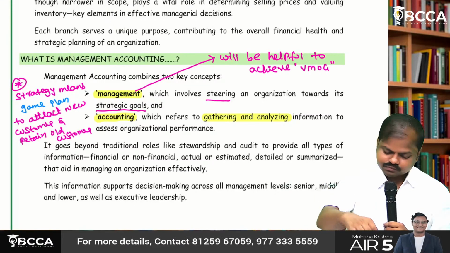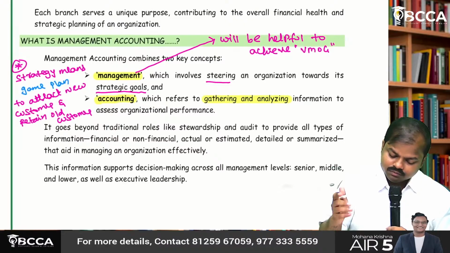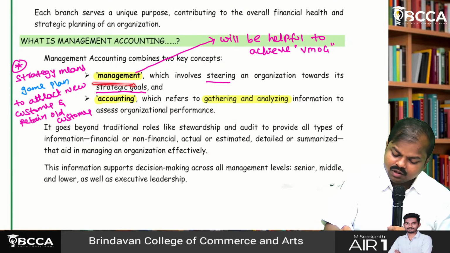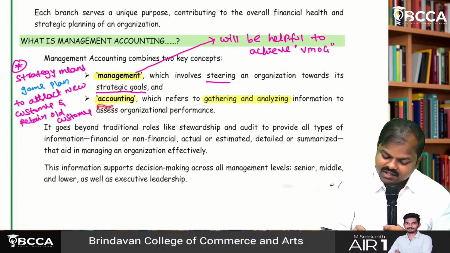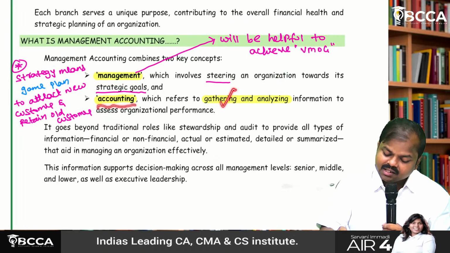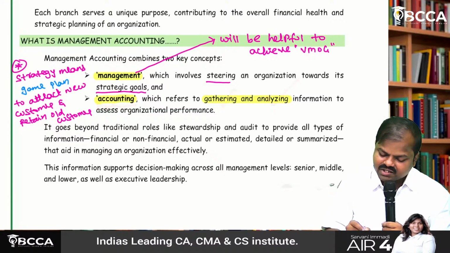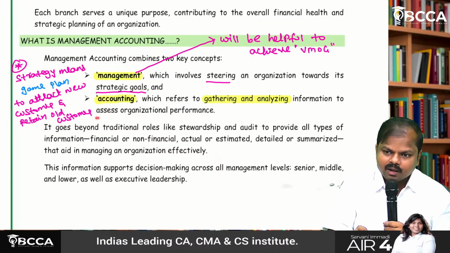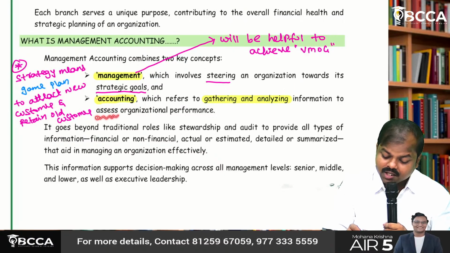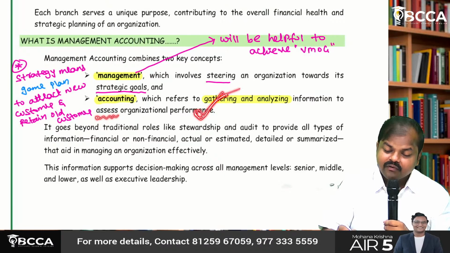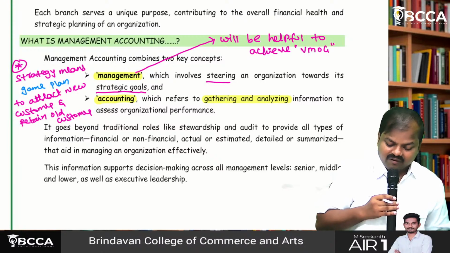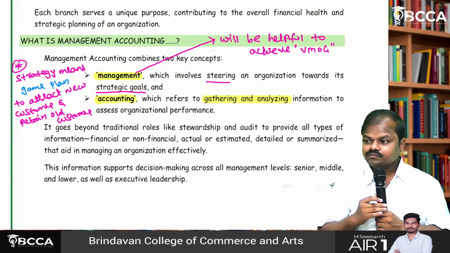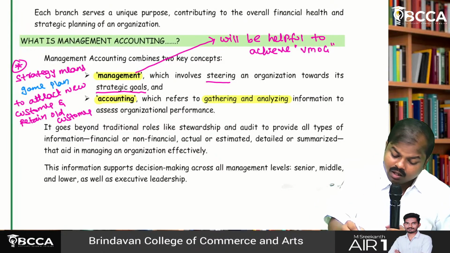So, what is management here? Running a business organization towards strategic goals. What is accounting? Gather the information, analyze the information. For what purpose? For bhajana purpose? No. To assess the organizational performance. Till now clear?